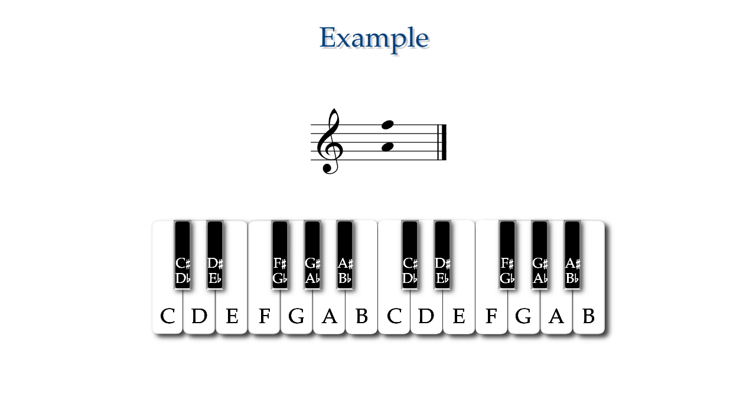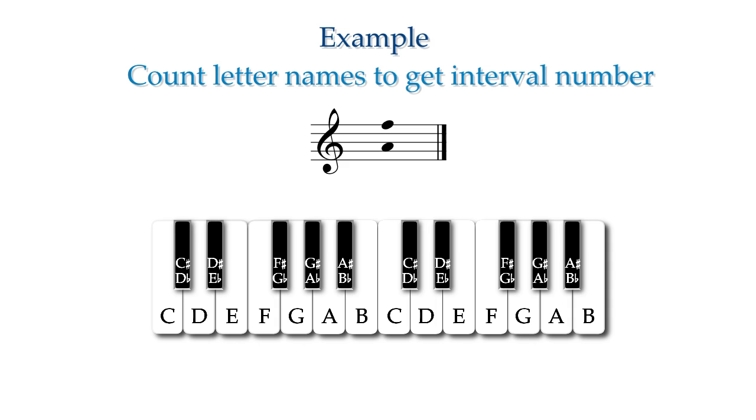Consider the notes A4 and F5. We first count letter names to get the interval number. A to A, a unison, is 1. A to B is 2. A to C is 3. A to D is 4. A to E is 5. And A to F is 6. A up to F is always some kind of a sixth.